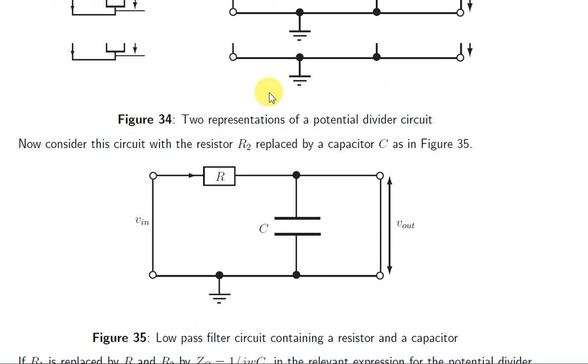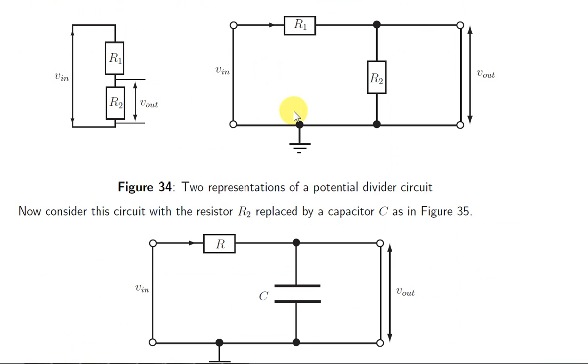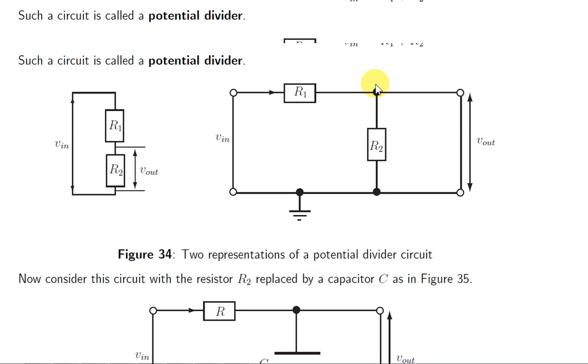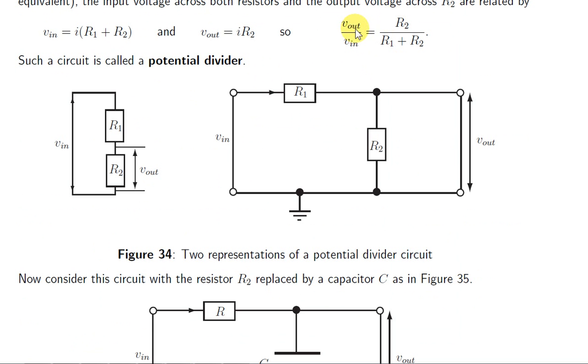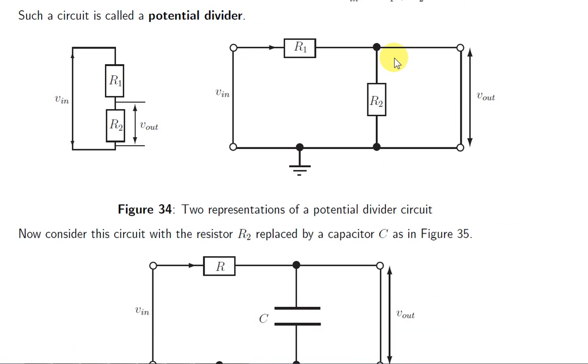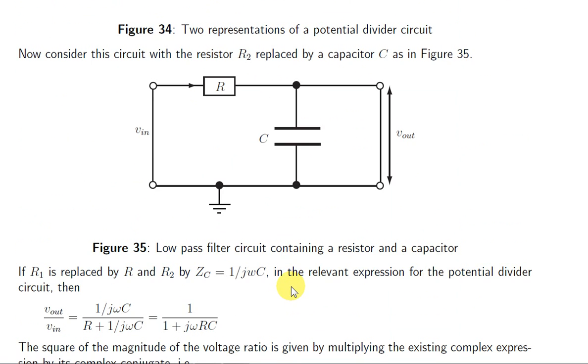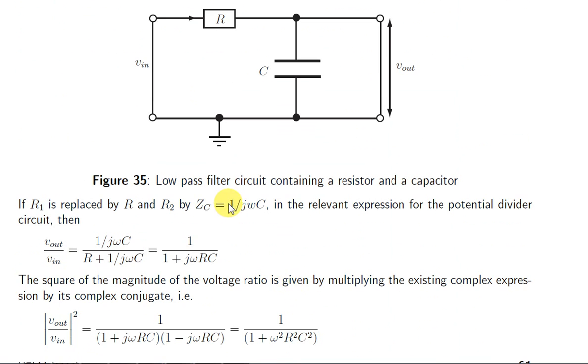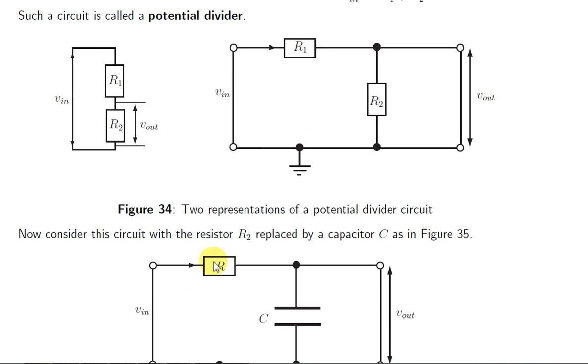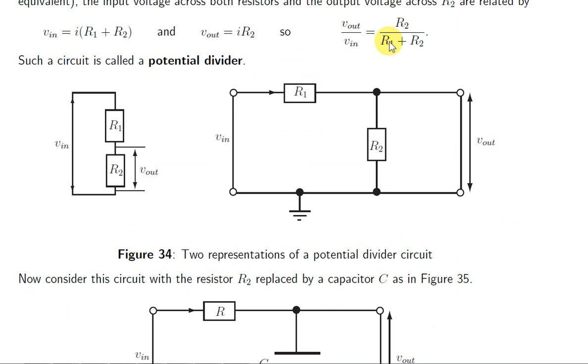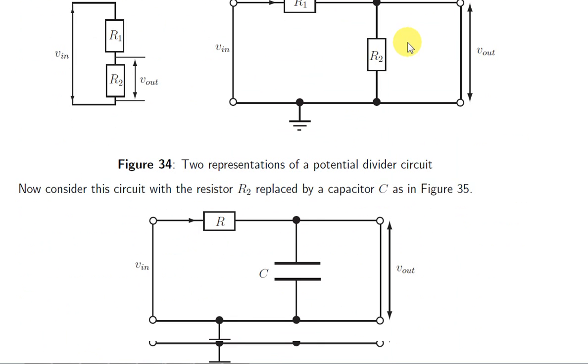So it's the same as the previous circuit. We just replaced one of the resistances with a capacitor. So instead of R2 in our formula for the ratio V out to V in, we will have the impedance of the capacitor, which is 1 over j omega c. We also replace R1 by R. So we'll have R in the denominator and 1 over j omega c in place of R2.